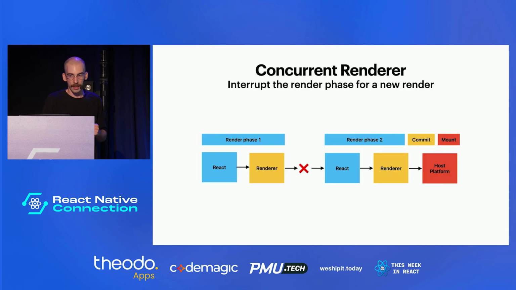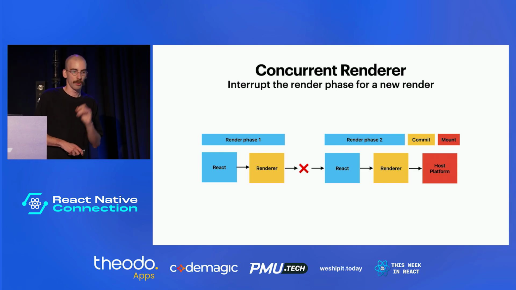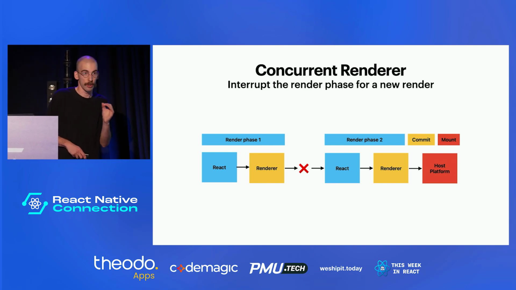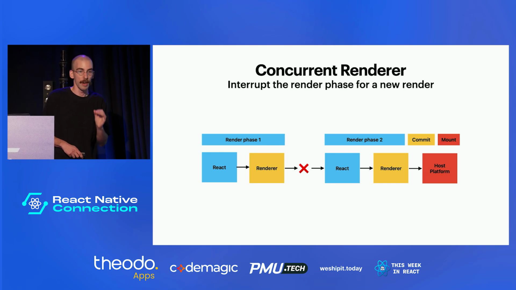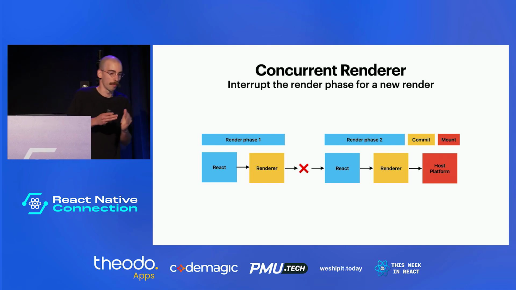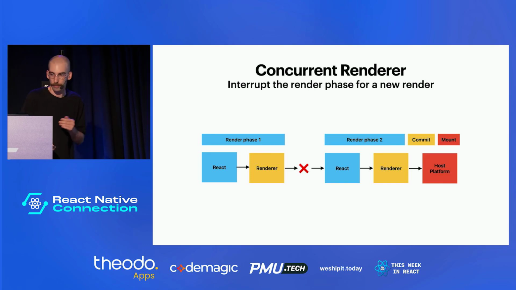To understand that, let's look a bit at what a concurrent renderer is. The main feature of a concurrent renderer is not to get automatic batching. It's nice, but it's not the main feature. The main feature is actually that it can interrupt the render phase for a new render, if you have a more important rendering. And it can do so whether the rendering is happening in React or whether it's happening in the renderer when it's building the shadow tree.